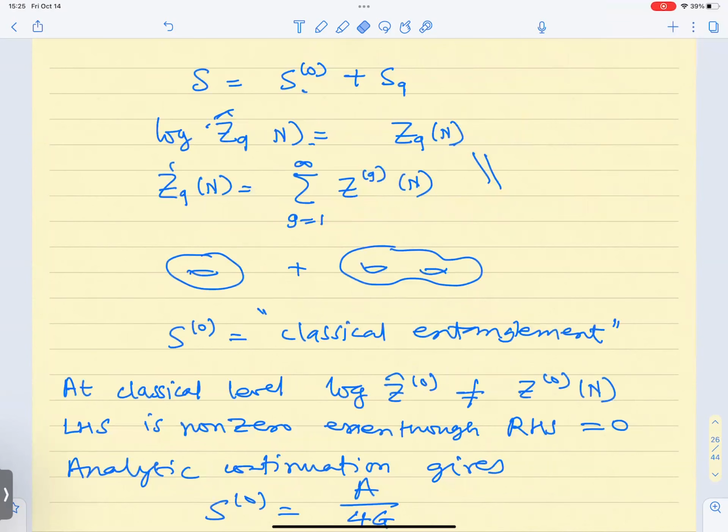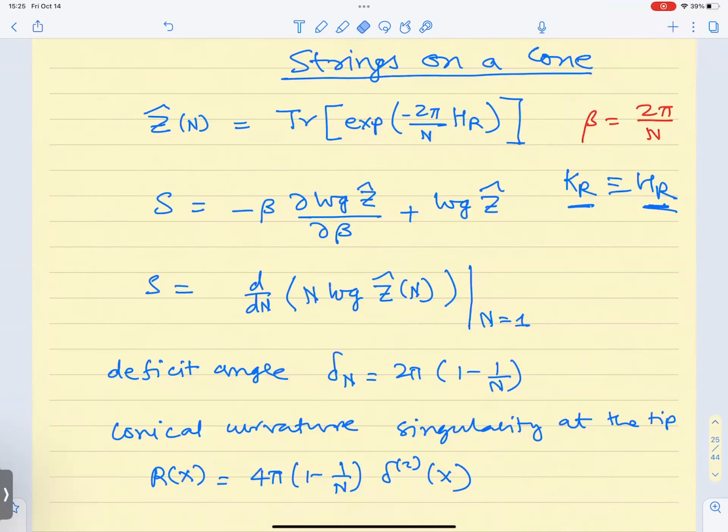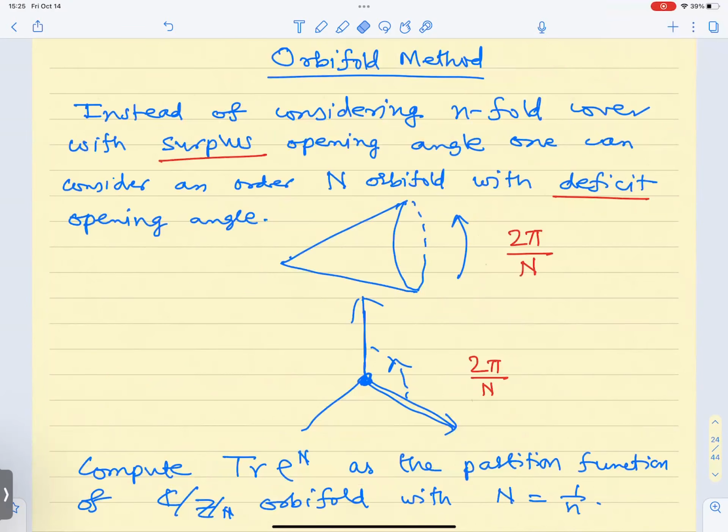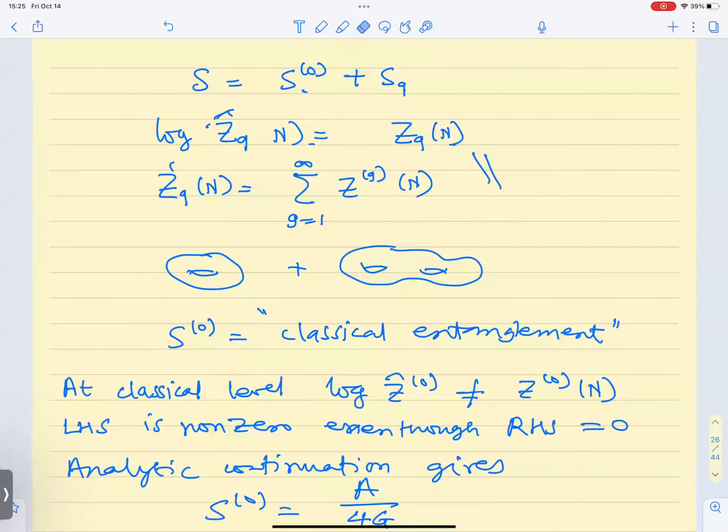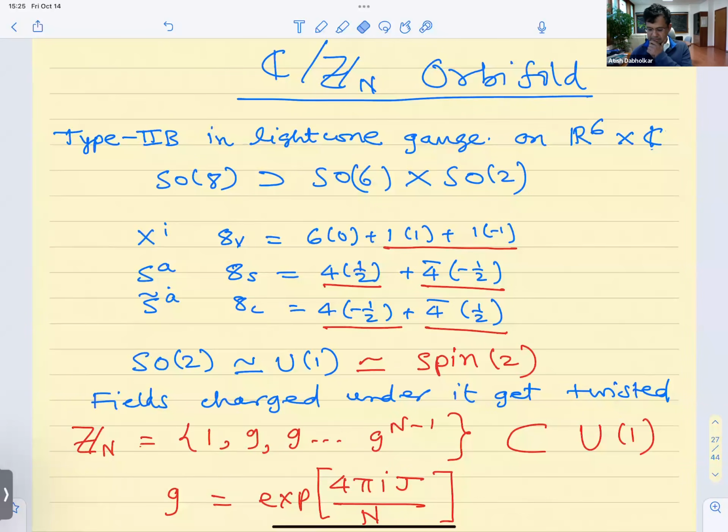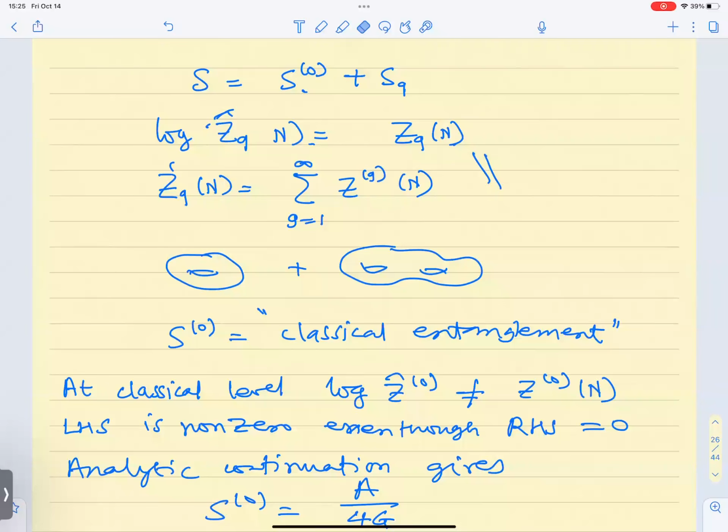Atish, I have a question. You have this formula A upon 4G in the previous slide, right? How do you define this Newton's constant? You define it as the classical string theory Newton's constant. I see, so there is no cutoff dependence there. Yeah, because in string theory everything is finite. I will come to the derivation in a moment.